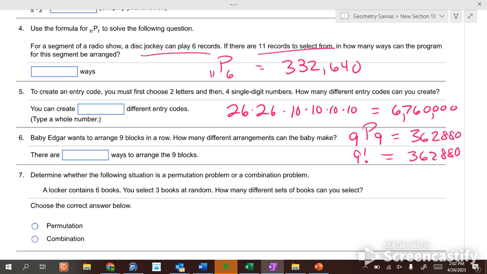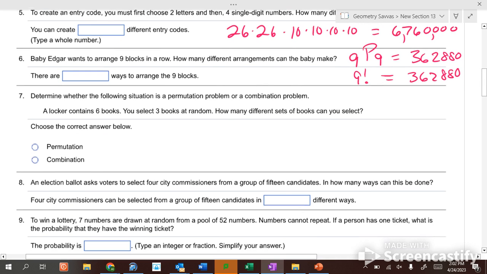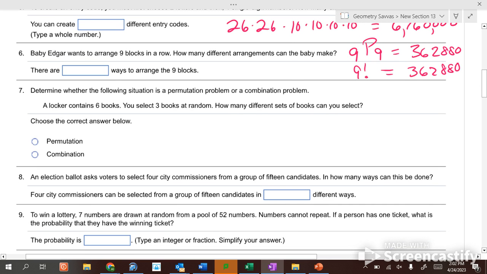362,880, right? 9 permutation 9 and 9 factorial are the same thing. So if you're lining up things, you could just go factorial instead of permutation. Okay? A locker contains 6 books. You must select 3 books at random. If you're just selecting things at random, does the order matter? No. So it's a combination.